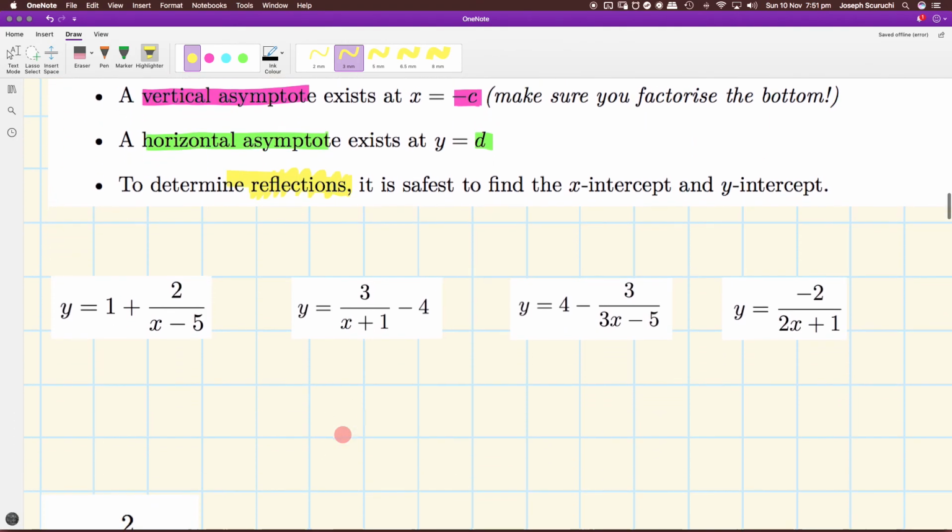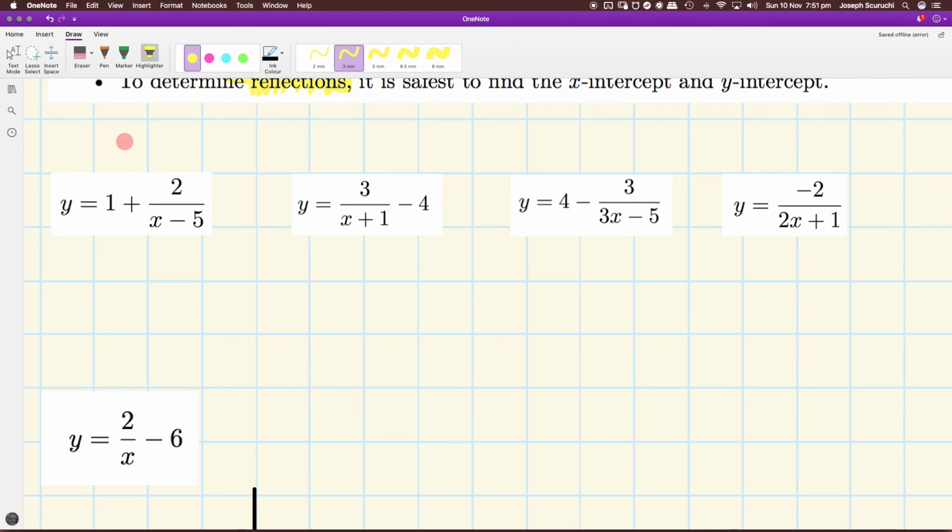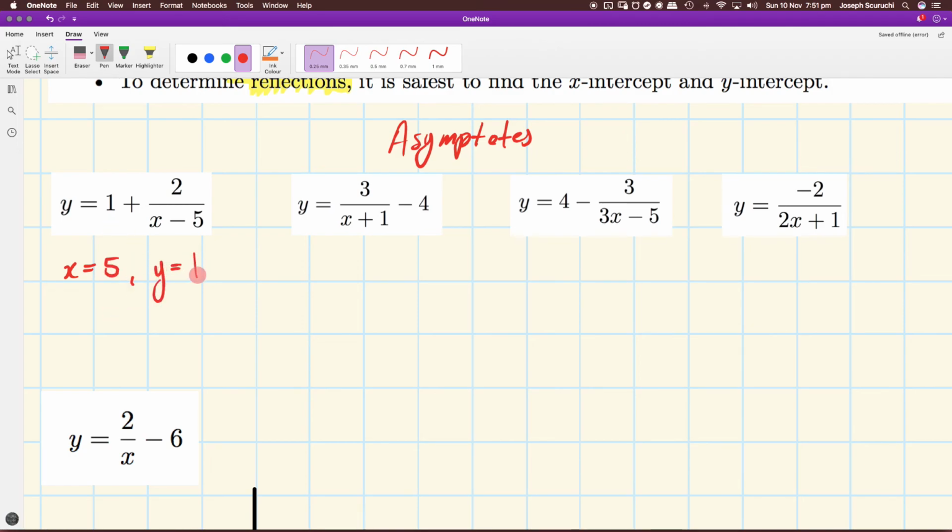So let's now move on. For this, all we need to do is find what my asymptotes are. Just by looking at it, we should immediately be able to identify what our asymptotes for all these will be. So my first one, I could say, well, my vertical asymptote will be x equals 5, and my horizontal will be y equals 1 based on this. This one will be x equals -1 and y equals -4.